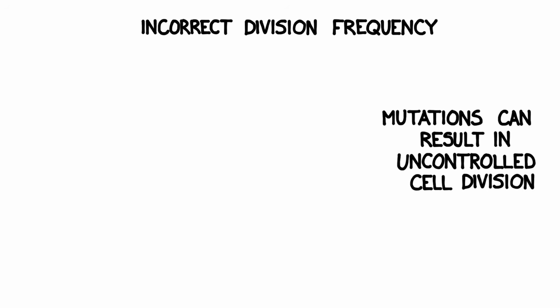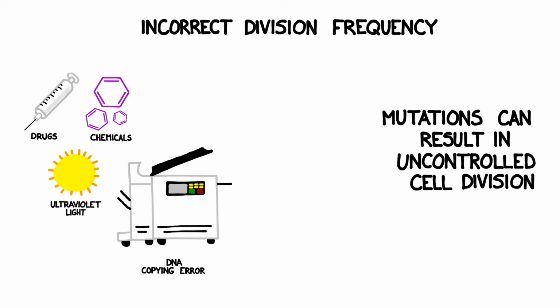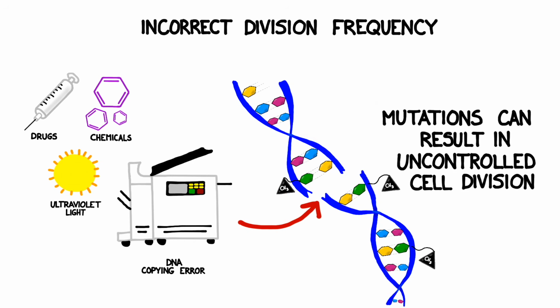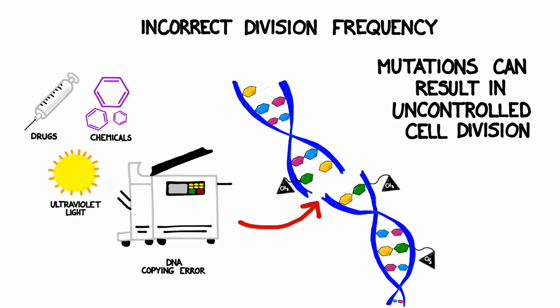Usually, cells divide at a measured pace and stop dividing if there aren't enough nutrients available. However, exposure to certain environmental factors such as drugs, chemicals, ultraviolet light, or just a simple DNA copying error can cause mutations that impact the frequency of cell division. When these cells divide uncontrollably, they can form a growth called a tumor.